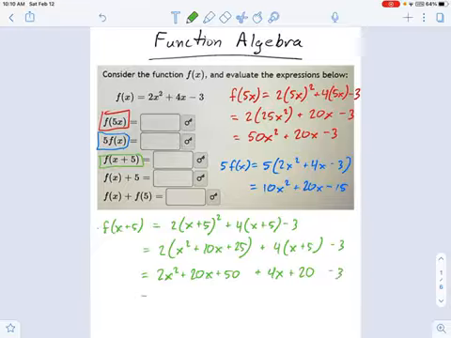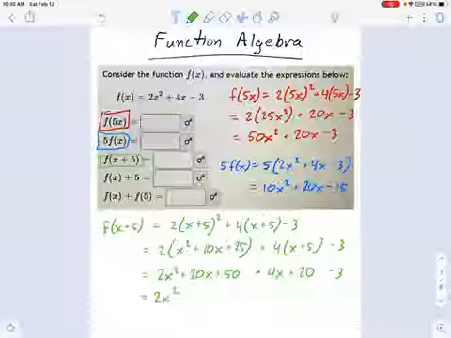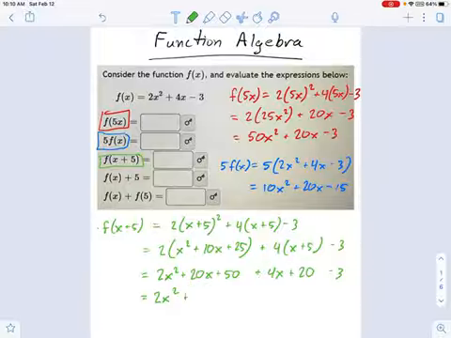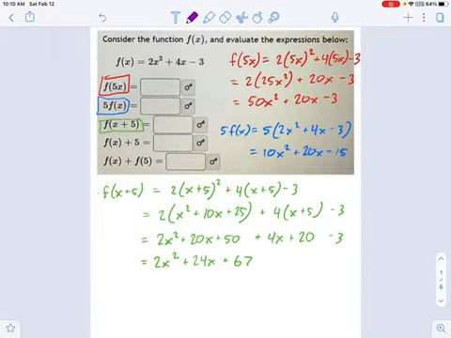So I don't see any x squared, so we can just write that as 2x squared. But there are a few x's. We've got 20x over here and 4x over there. So that makes 24x. And then 50 plus 20 is 70, minus 3 is 67. Okay, so 2x squared plus 24x plus 67 is our answer. Now, likewise, for the rest of these things, you just keep going through, and anywhere you see something inside of parentheses that looks complicated, what that means is you're making a substitution.